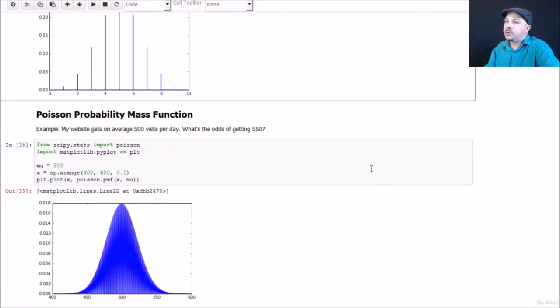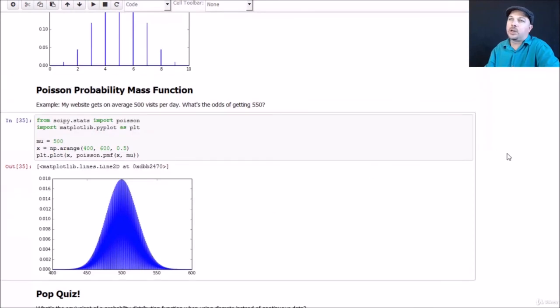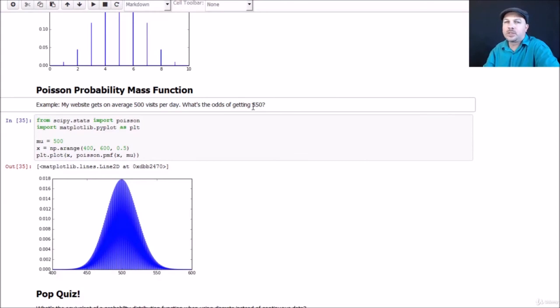Lastly, the other distribution function you might hear about is a Poisson probability mass function, and this has a very specific application. It looks a lot like a normal distribution, but it's a little bit different. The idea here is if you have some information about the average number of things that happen in some given time period, this can give you a way to predict the odds of getting some other value on a given future day. So as an example, let's say I have a website, and on average I get 500 visitors per day.